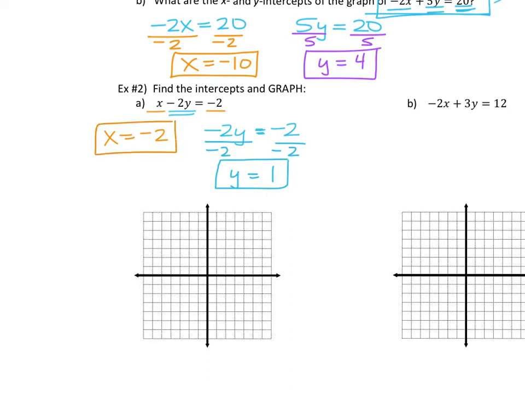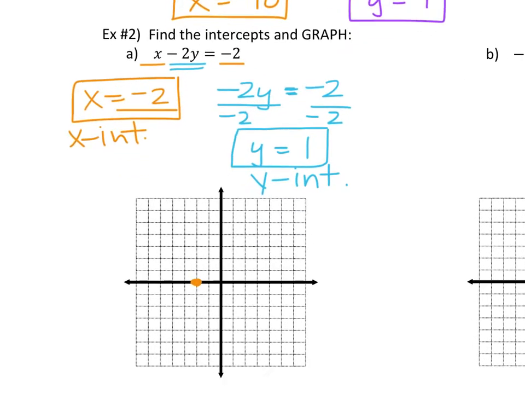Okay, so here's your two intercepts. This is your x-intercept. This is your y-intercept. Okay, do you remember how to plot them? Where does an x-intercept go here? To the left. How far? 2, right? Negative 2 means you're going to go to the left 2. 1, 2. And plot that point.